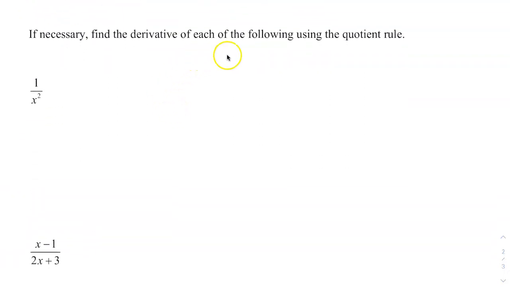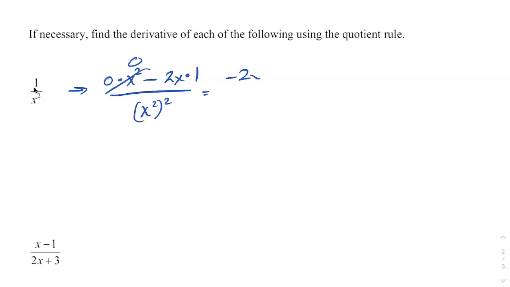Try to find the derivative of each of the following using the quotient rule. Let's do this one. This one you don't need the quotient rule for, but let's do it first as practice. Doing it the quotient rule way, I take the derivative of the top, which is 0, times the bottom left alone, minus the derivative of the bottom, 2x, times the top left alone, all over the bottom squared. So I get negative 2x over x to the 4th. These reduce, and I get negative 2 over x cubed. So the quotient rule does work, but it's not the easiest way.